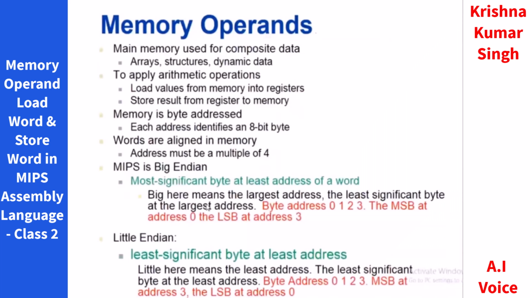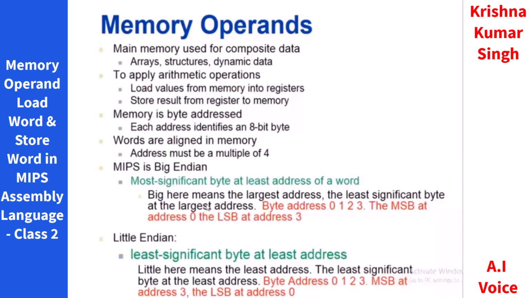So let's check the memory of MIPS, how we can read it. First of all, as you know, main memory is used for composite data such as an array, a structure, or dynamic data. In order to apply any arithmetic operations, you should first load that value from the memory into the registers. And when you perform your operation, you should write back or store the result from the register to memory.